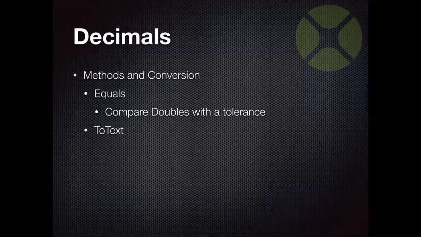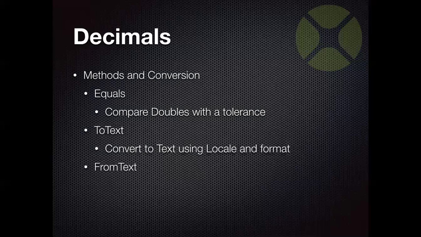There's also the toText method, which, much like the one on integer, converts the value to text so that you can display it on windows, views, that sort of thing. There's the fromText method that will do, much like the other one, a restrictive conversion from a text value to a double.